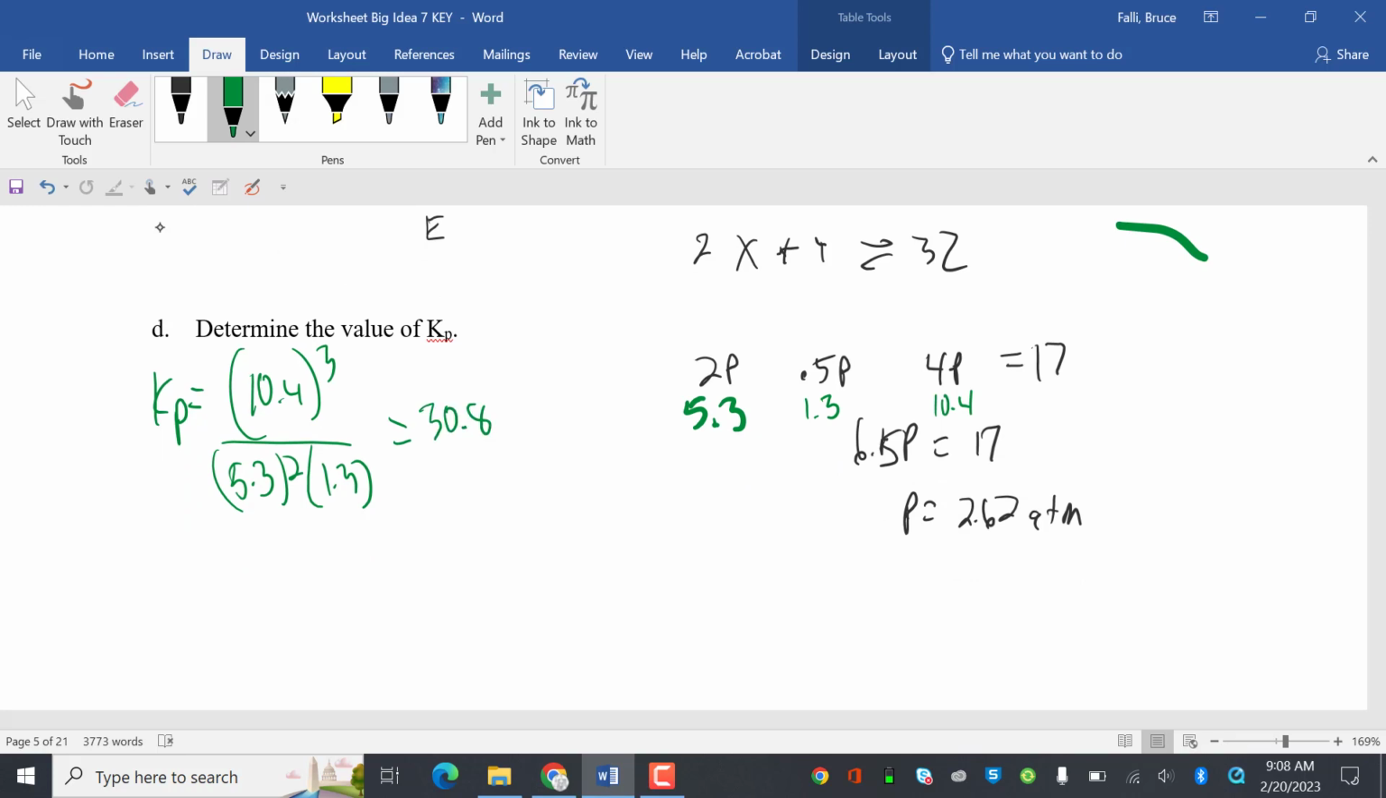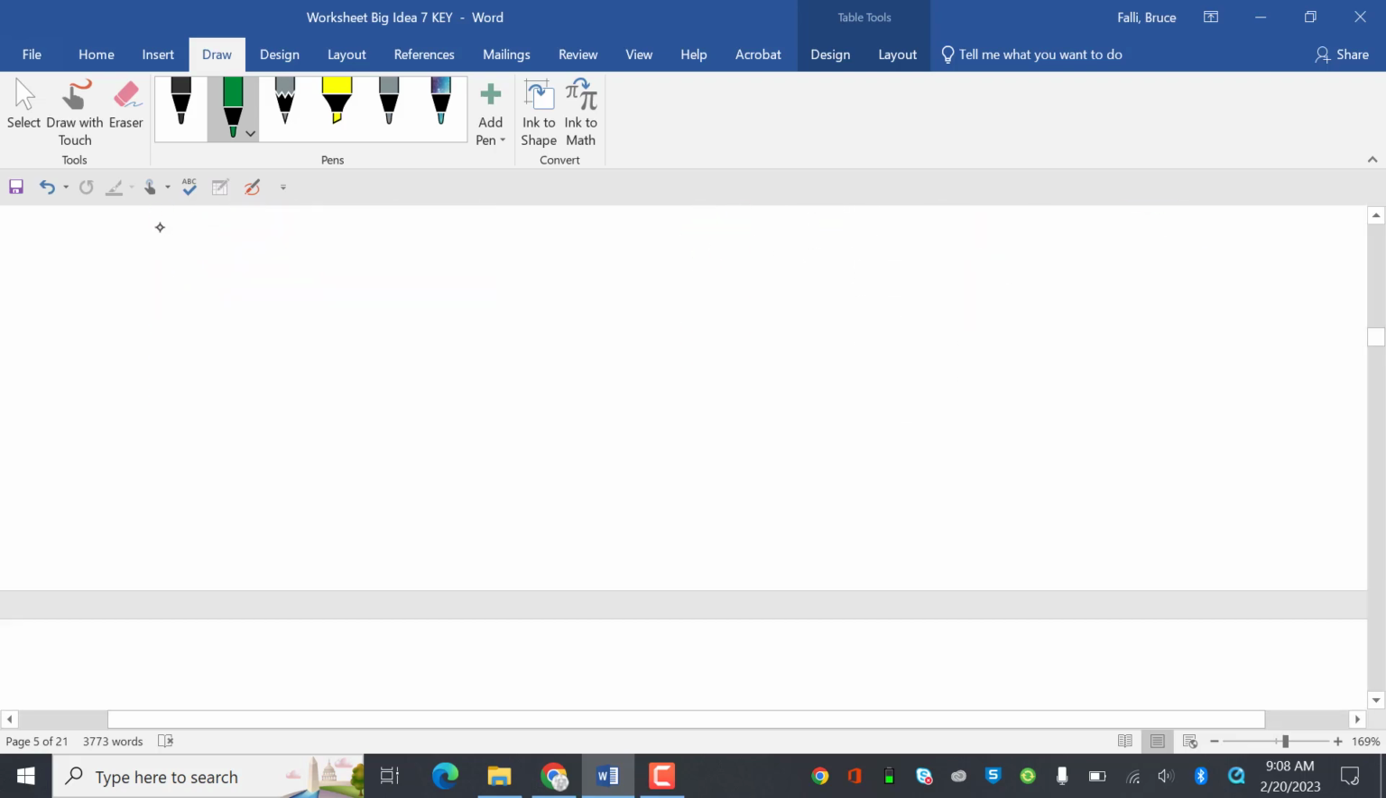And that's it. So that'd be atmospheres. I guess you don't put units on Ks, because that would really be unitless anyway, because all the units would cancel.